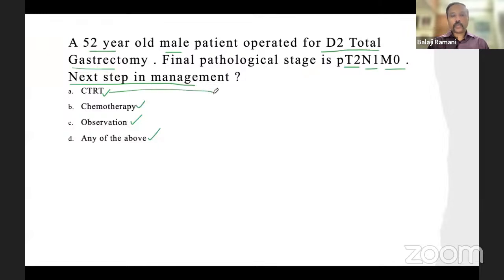So when will you use chemo radiation? Chemo radiation will be used when D2 is not done. So when the patient has undergone a less than D2 dissection, if the D2 dissection has not been done for this patient, then you will have to go for a concurrent chemo radiation.